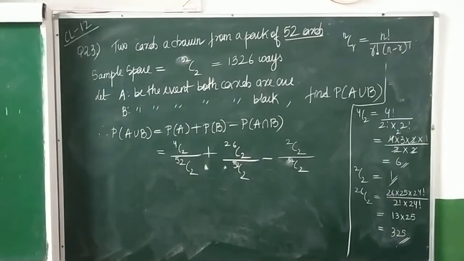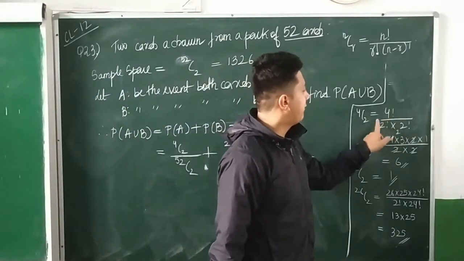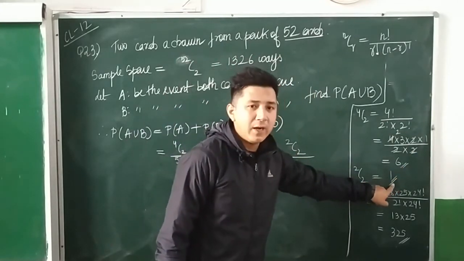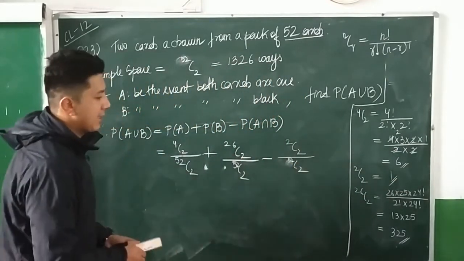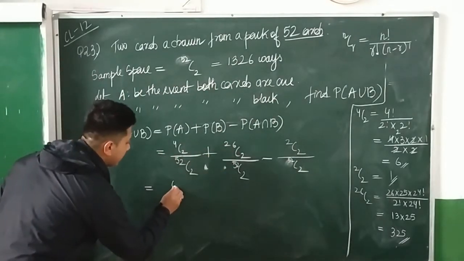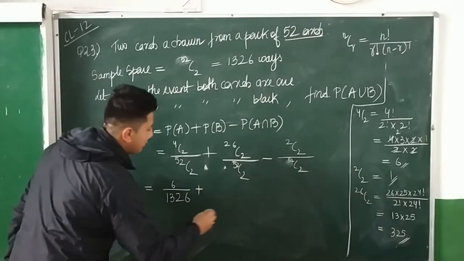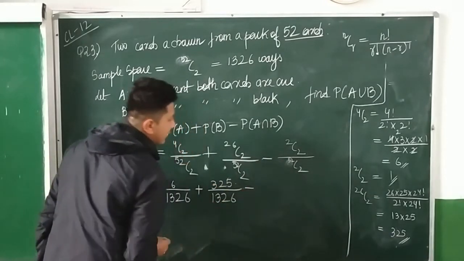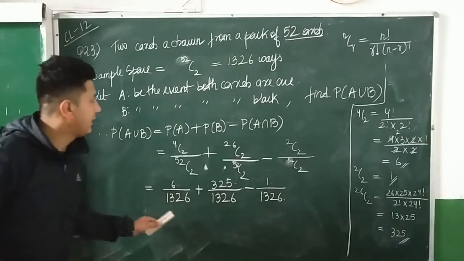Alright, so when you calculate the value of 4C2, it will be 4 factorial divided by 2 factorial into 2 factorial, which gives 6. 2C2 will directly be 1. 26C2 will be 325. Please check the values. After that we'll put the values back here. So 4C2 is 6 divided by 1326, plus 26C2 is 325 divided by 1326, minus 1 divided by 1326. Alright, now we'll take the LCM.